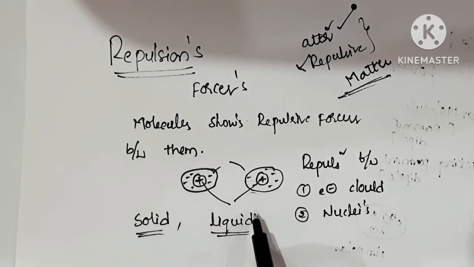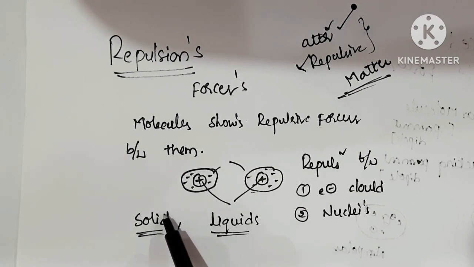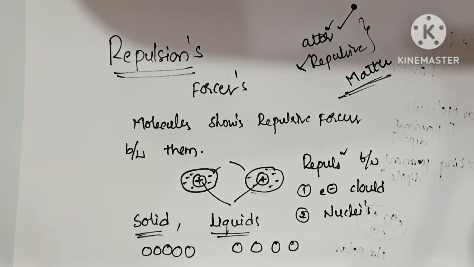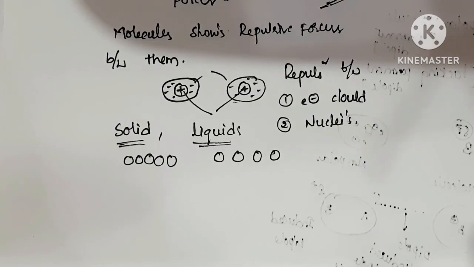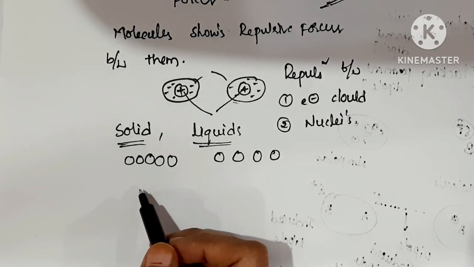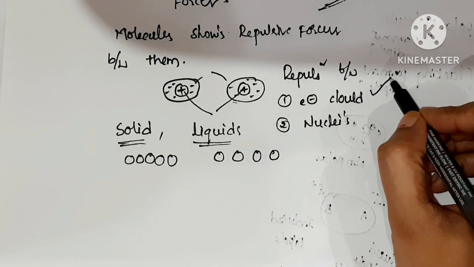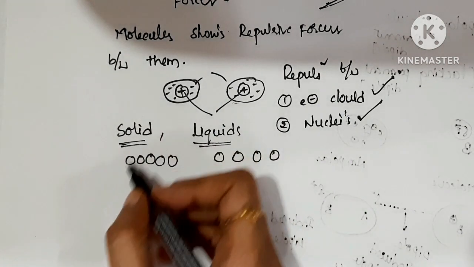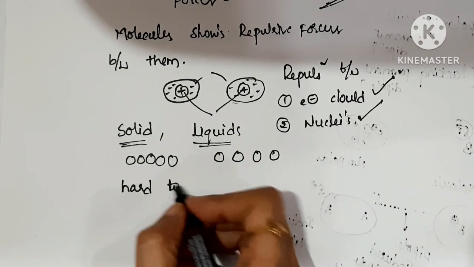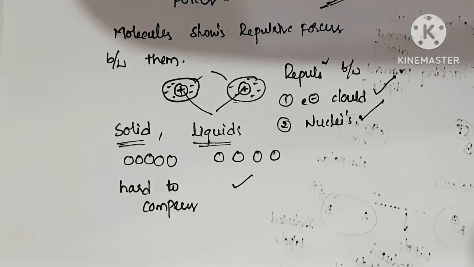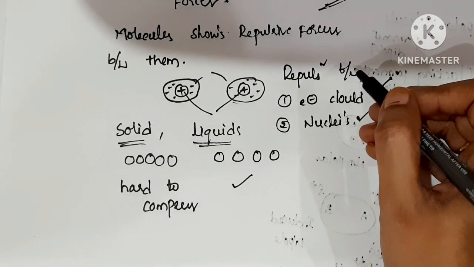So in solids and liquids, what happens? In solids, the molecules, atoms or particles are closely placed. In liquids, there is some distance between the molecules. In solids and liquids, the molecules are placed like this, so there are more repulsions between them, between the electron clouds and the nuclei of those molecules. That's why solids are very hard to compress. Liquids are also very hard to compress, because of the repulsive forces between them.